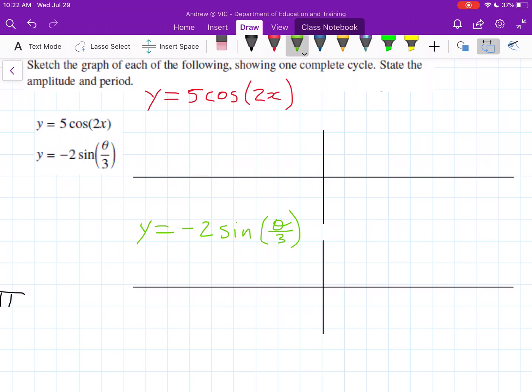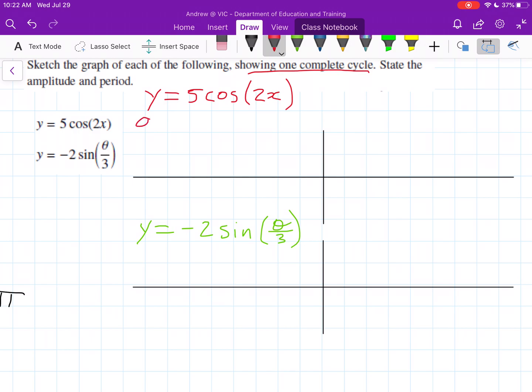We've got y equals 5 cosine 2x and y is equal to negative 2 sine theta over 3. So we'll start off with our cosine 2x example. First we need to work out the amplitude, and we just need to show one complete cycle in this question. So this is why I'm working on the negative side. We don't need to use that side of our graph.